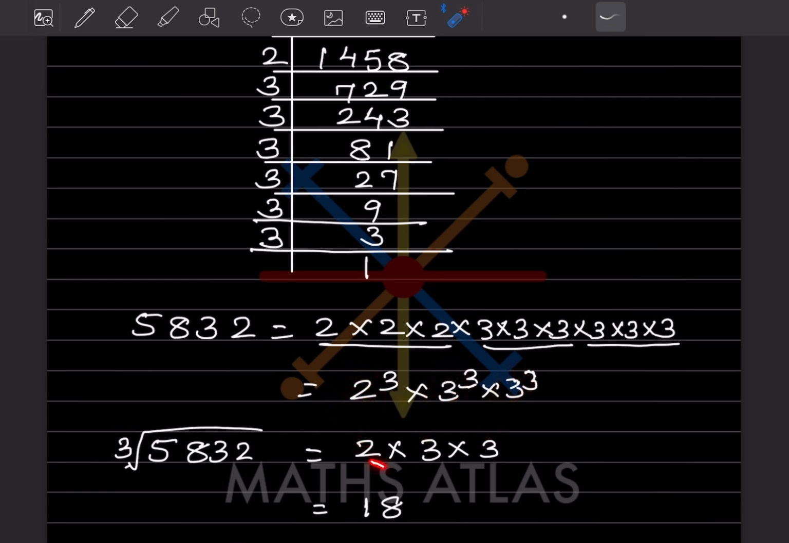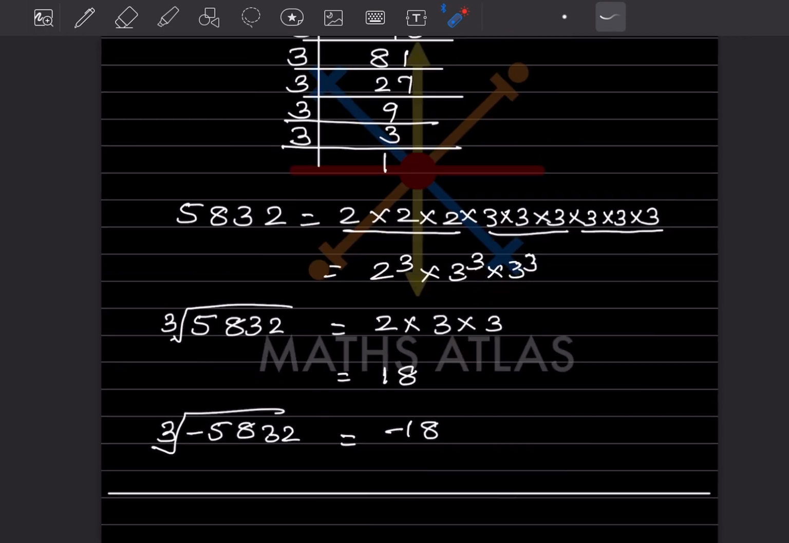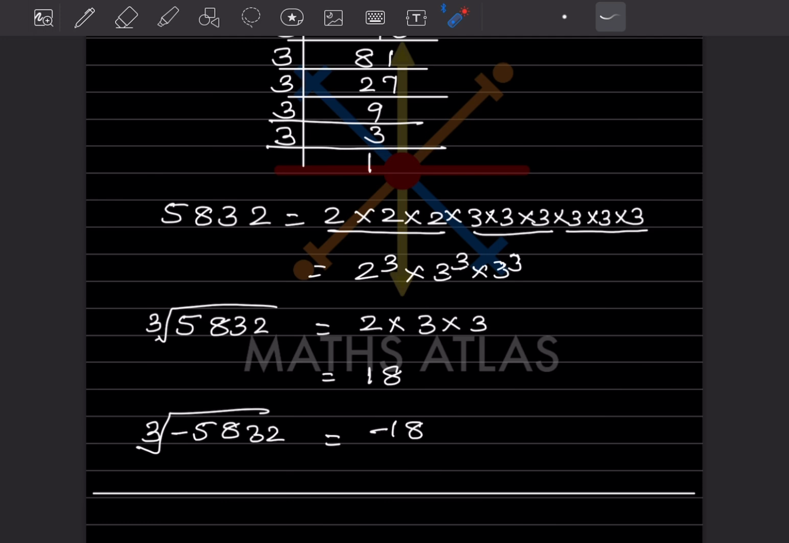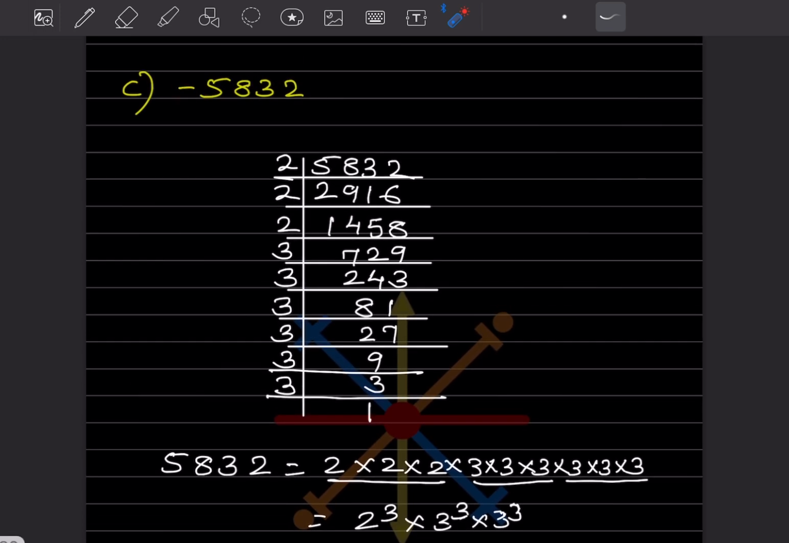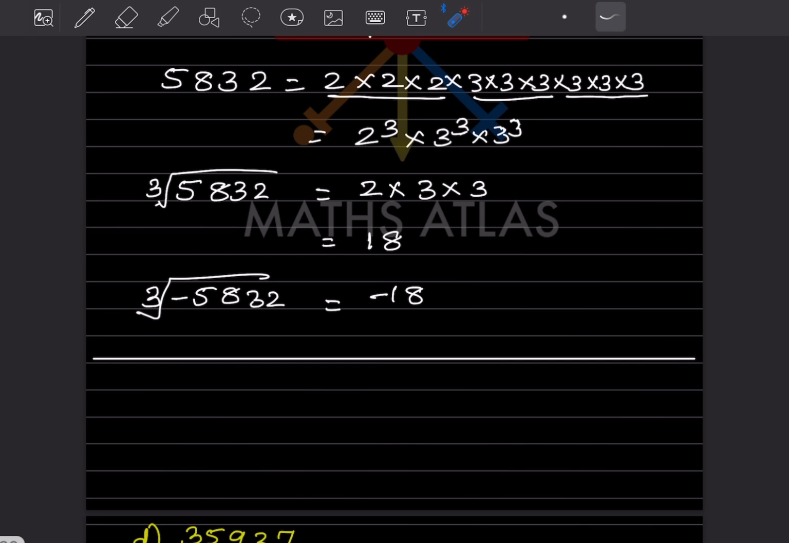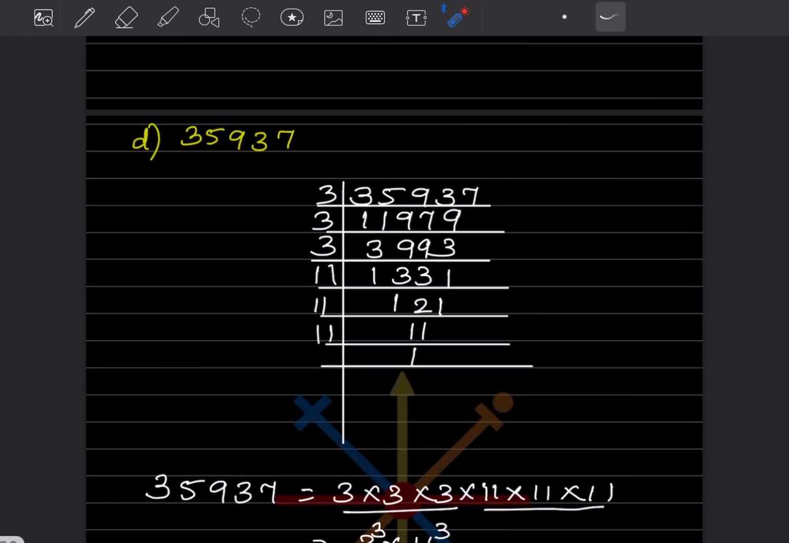So you will take here 3 2s are 6, and 6 3s are 18. But now it's negative, so what will you take? For the positive it is 18, but we have negative here. So we'll take negative 18. Everything is the same, only you are going to put a negative sign over here. Hope this is clear.